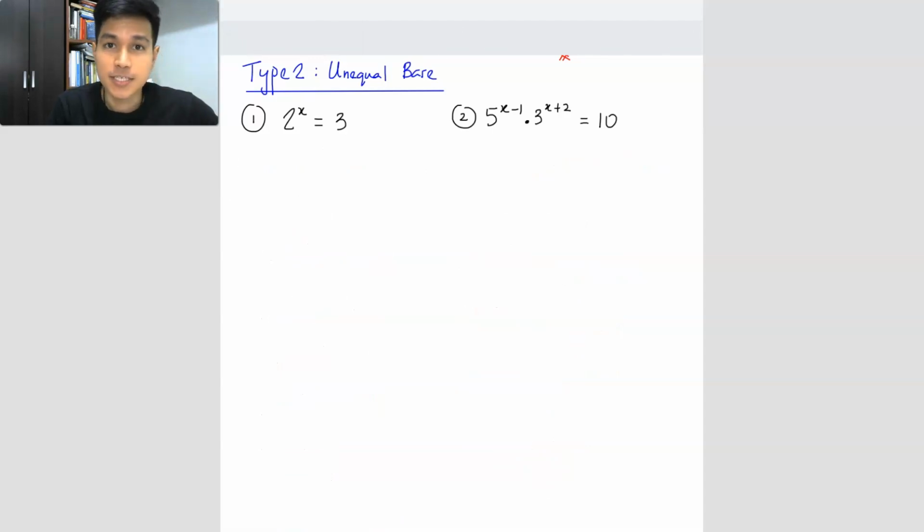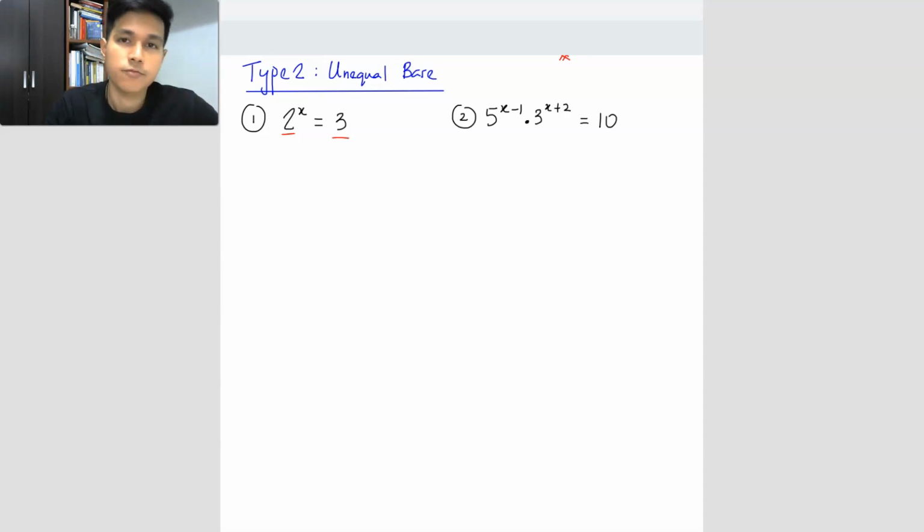Now we're going to go into the second type. The second type is unequal base. The first one is equal base, and now the second one is unequal base. What does that mean? Now you see here, this is 2 power x equals 3. In the first type of question just now, you can change them to the same base. But in this case, how are you going to make it the same? 2 and 3, you can't make it become the same base.